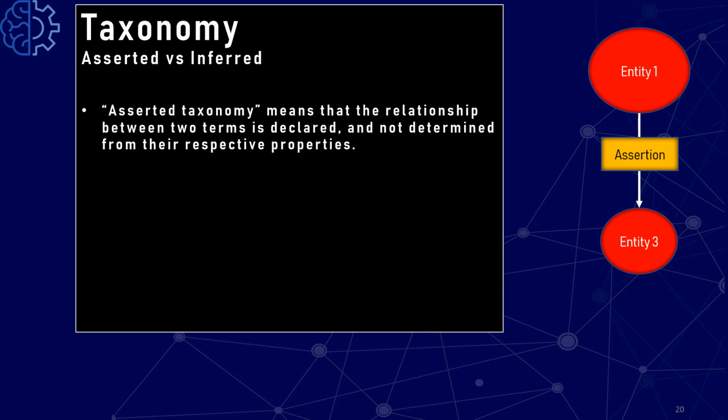The core concept of ACE is centered on the division between an asserted taxonomy and an inferred taxonomy. An asserted taxonomy means that the relationship between two terms is declared and not determined from their respective properties.